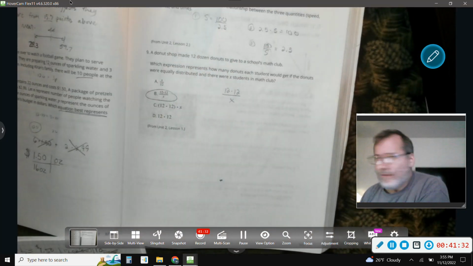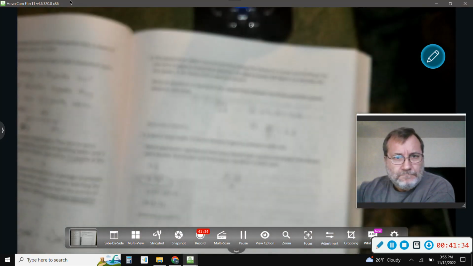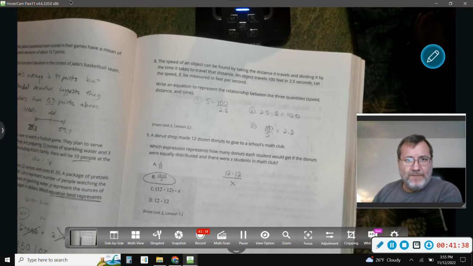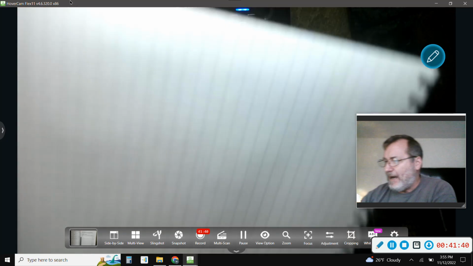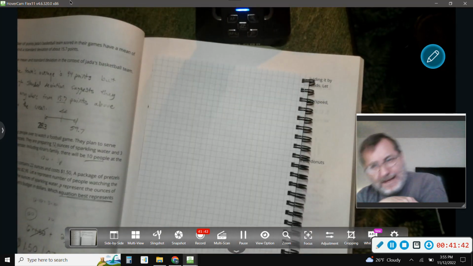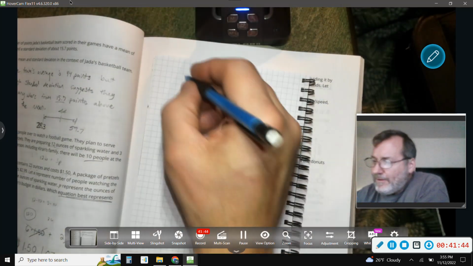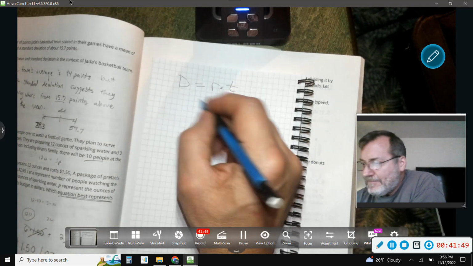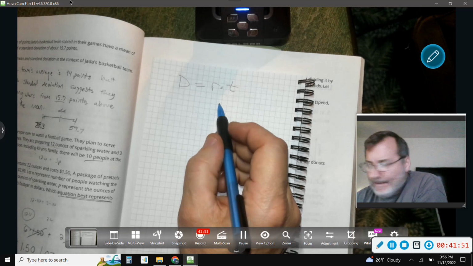Moving on to number 8. The speed of an object can be found by taking the distance it travels and dividing it by the time it takes to travel. Okay, stop. Let's look at this. What are they actually talking about? They're talking about dirt. Distance is rate times time. Dirt. Okay? Now we can rearrange this.